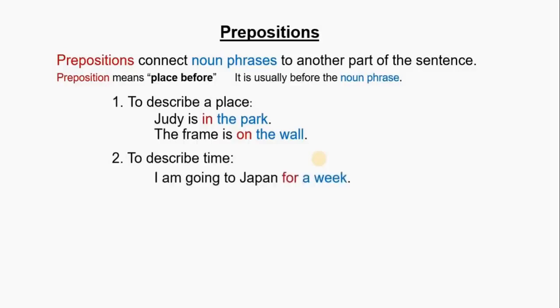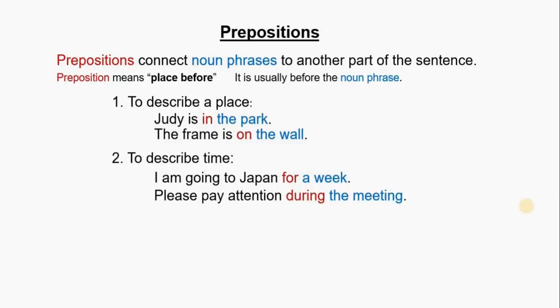They can also describe time. For example, I'm going to Japan for a week. This use of for is in fact describing the duration. Please pay attention during the meeting. Again, this is duration, the time, the concept of time.